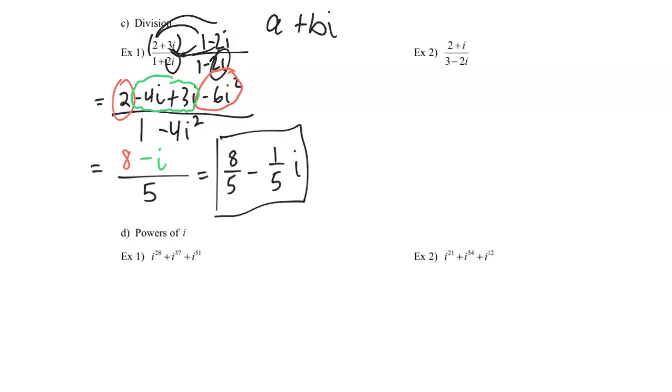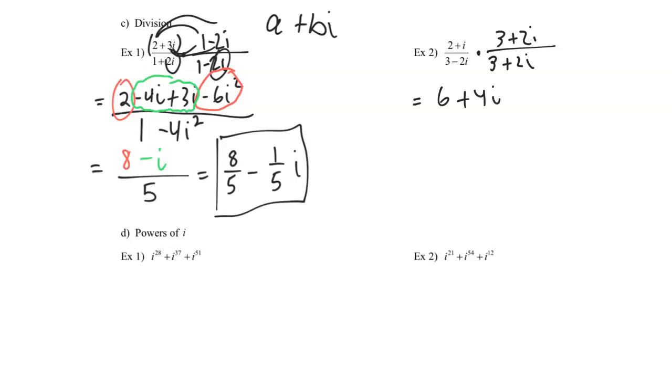Okay, example 2 is very similar, so I'll walk you through this example as well, just to give you one more to look at here. So just as a reminder, we're going to start by multiplying by the conjugate of the denominator, which is going to be 3 plus 2i. And when I FOIL that out in the numerator, I'm going to have 2 times 3, which is 6, and then 2 times 2i, which is plus 4i.